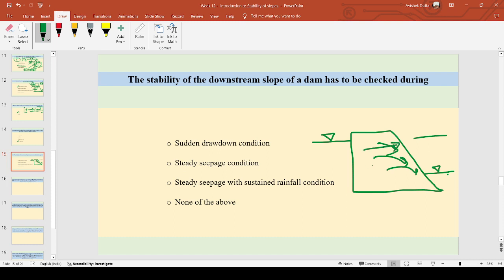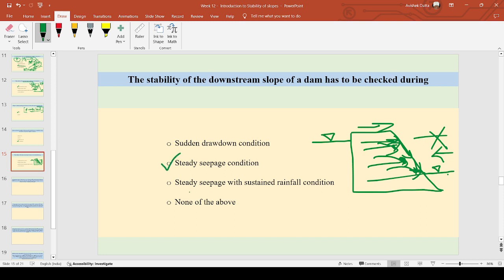So the forces due to the seeping water go unbalanced. If the water is seeping along the face of the downstream slope, then due to the absence of any water on the right hand side, the force on the left hand side, that is the force of the seepage of water, goes unbalanced, and that is a critical condition for the stability assessment of the dam, specifically of the downstream slope. Hence, the stability of the downstream slope of a dam has to be checked during steady seepage condition.